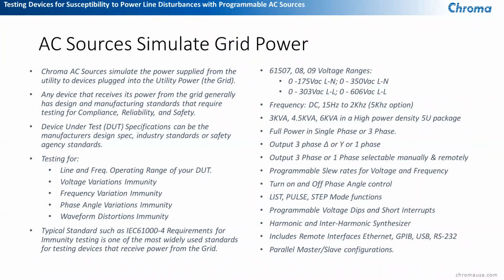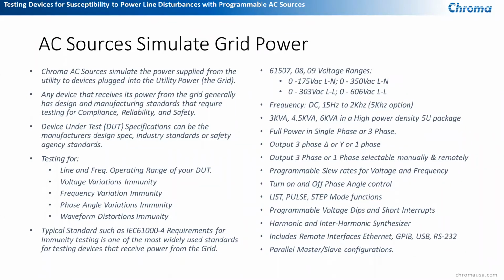Some of the advantages are that it has a higher normal voltage range. It's a single-phase or three-phase selectable output. It also has 0 to 350 volts line to neutral, which is much higher than most of the standard products out there. We can also get up to about 606 volts AC line to line. So for a three-phase unit, it's incredible. It has a frequency range up to 2 kilohertz standard with a 5 kilohertz option. These units come in 3, 4.5, and 6 kVA power, with great power density, a 5U package at the 6 kVA level.